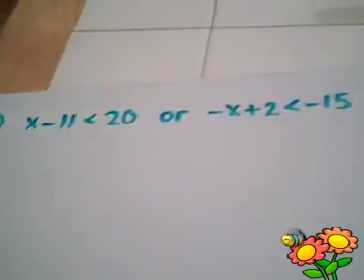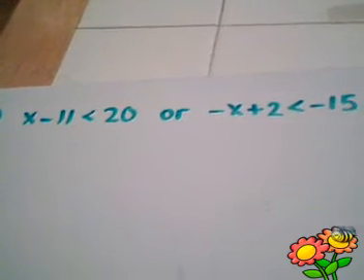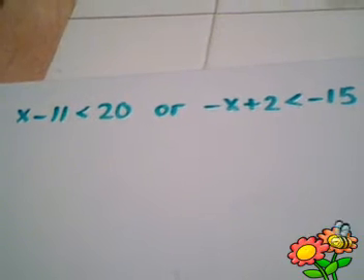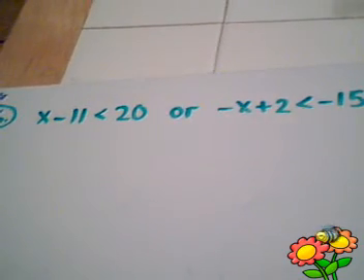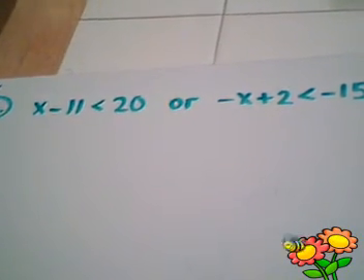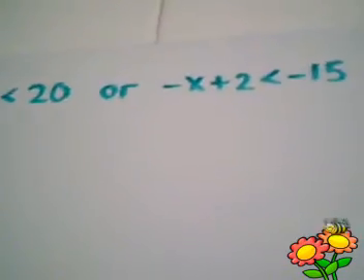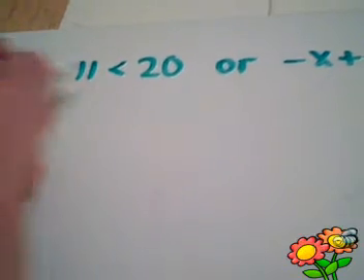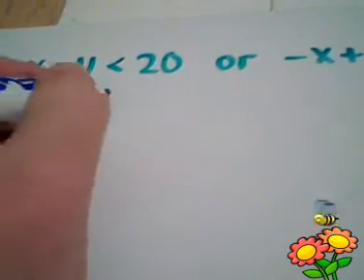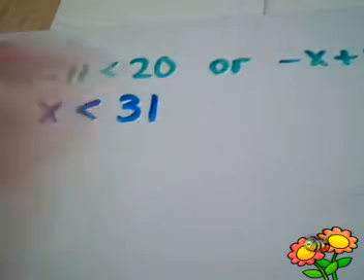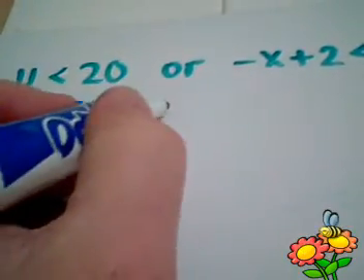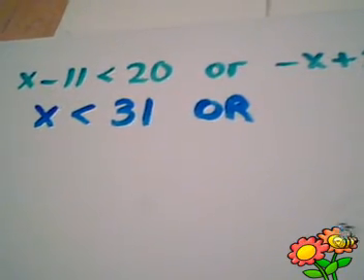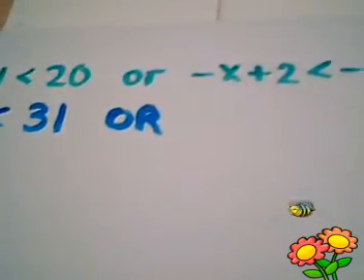Oh, we have our little friend the bee flying around. Okay, we're going to do this problem again using helper graphs. But we're not ready. We need to look at the first part of this problem and get x by itself by adding 11. So x is less than 31. The word in the middle is or, which this time is basically going to tell us to union the helper graphs rather than intersect them.